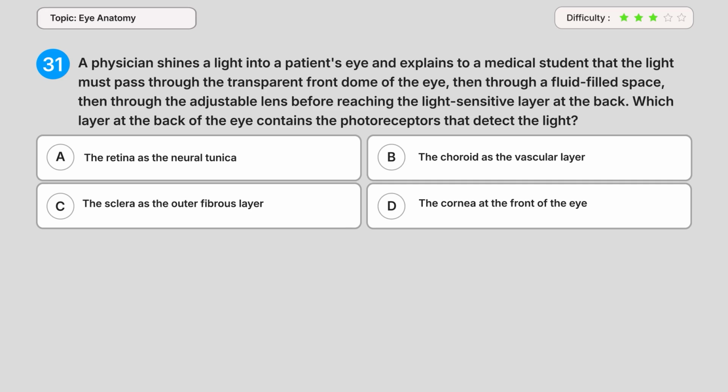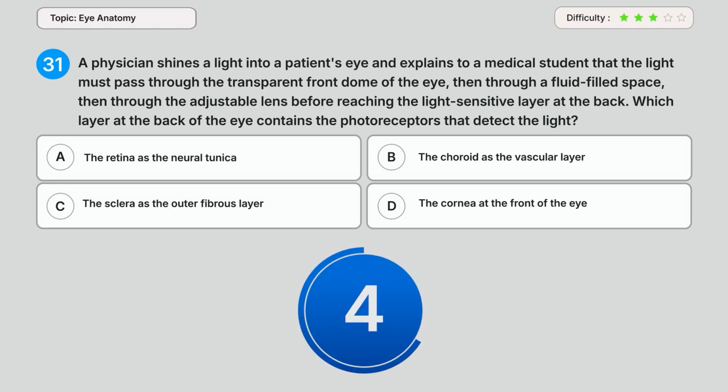A. The retina as the neural tunica. B. The choroid as the vascular layer. C. The sclera as the outer fibrous layer. D. The cornea at the front of the eye. What do you think is the answer?